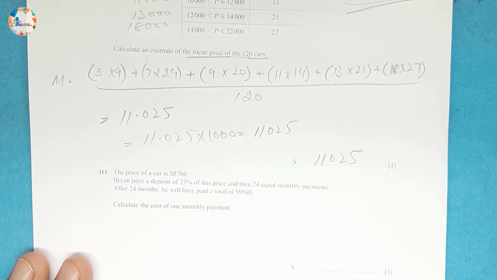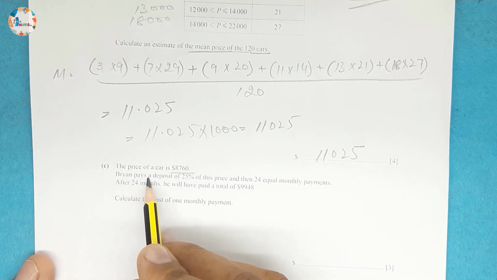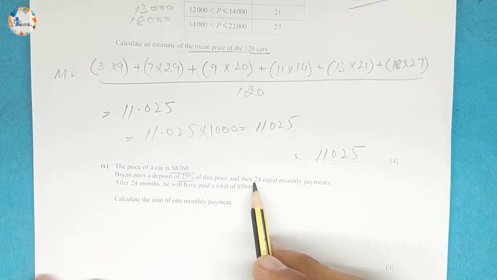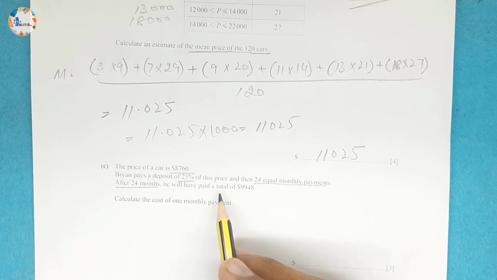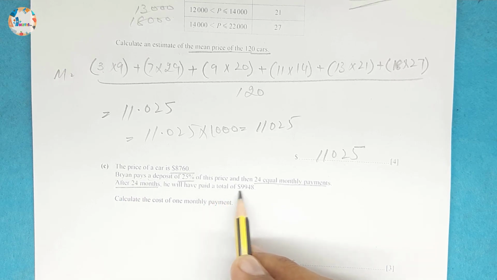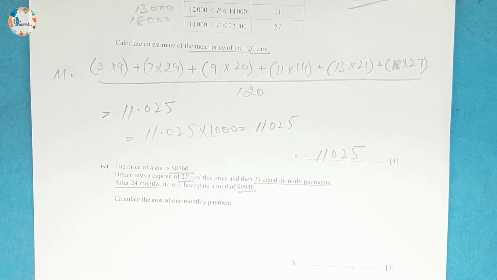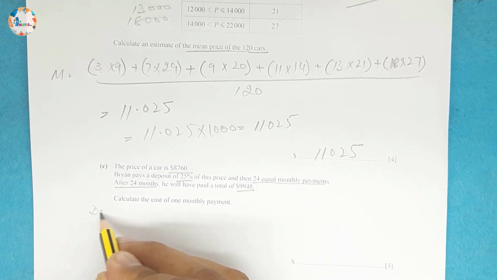Now the C part, the price of the car is this much. Bryan pays a deposit of 25% of this price and then 24 equal monthly installments. After 24 months, he will have paid a total of this much. We have to calculate the cost of one monthly payment. So the amount he will be paying, total amount is this much. So deposit, first of all we can calculate.